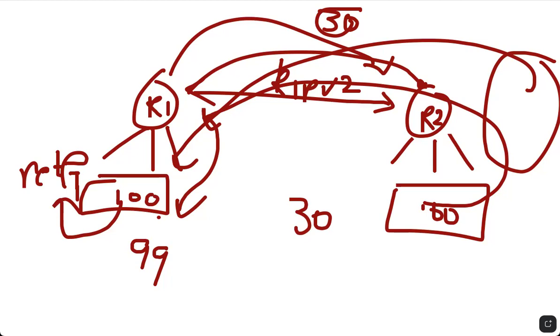Sonayana, is RIP version 2 classful or classless? It's classless, sir. Yep. RIP version 2 is classless because it is capable of sending the subnet information. Okay.